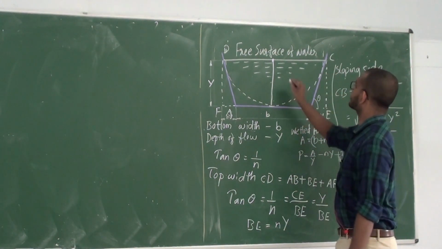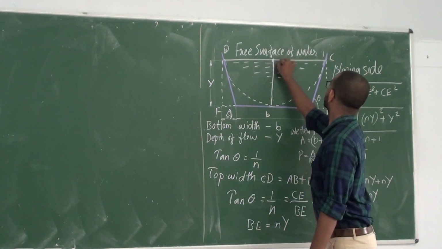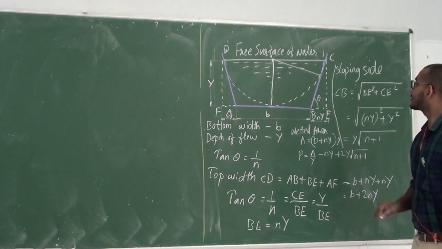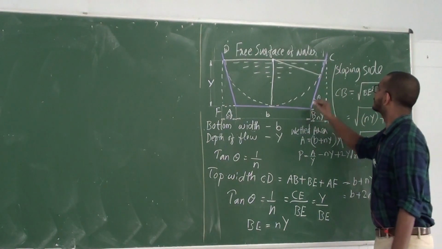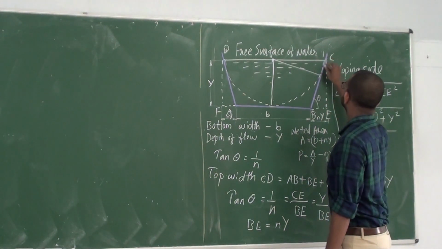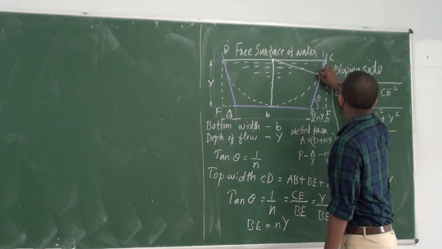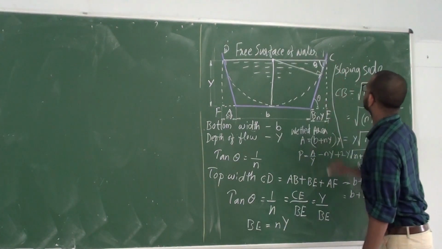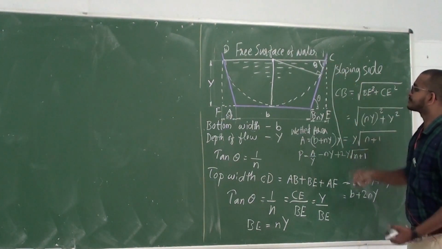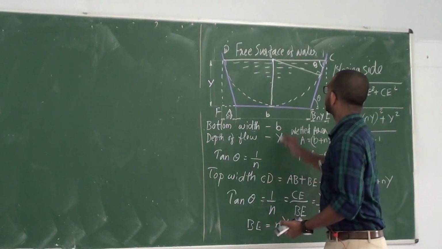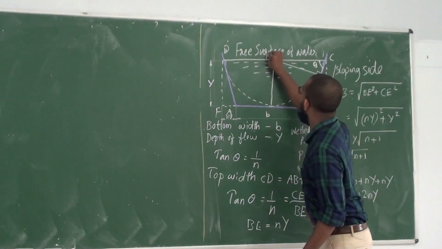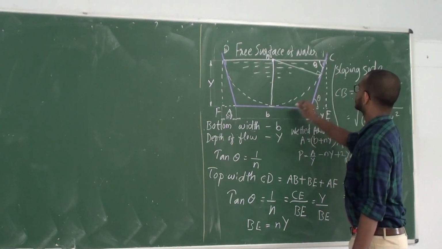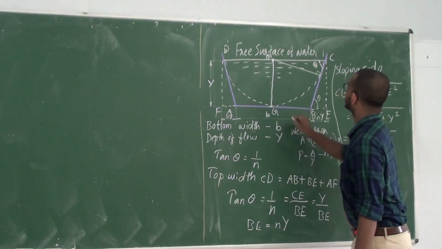Let us draw a perpendicular, a normal, where the semicircle meets the sloping side. This angle is 90 degrees. This angle is theta, and the two angles are the same, theta. So this is point O, the center. This point is G. This point is H.